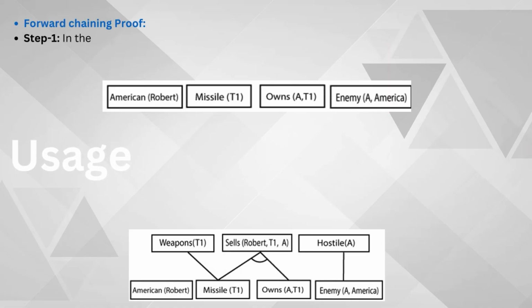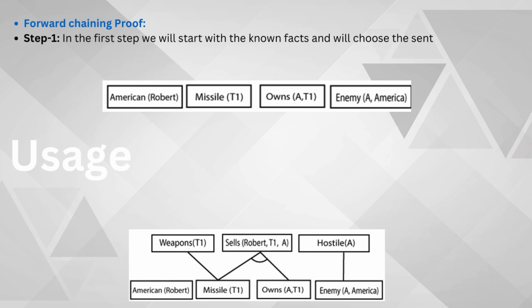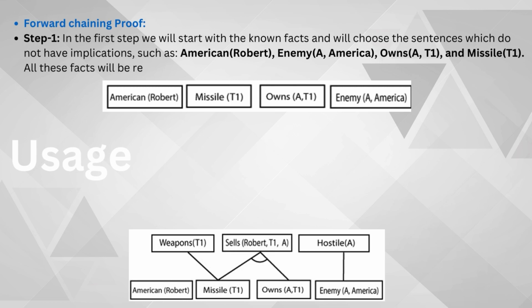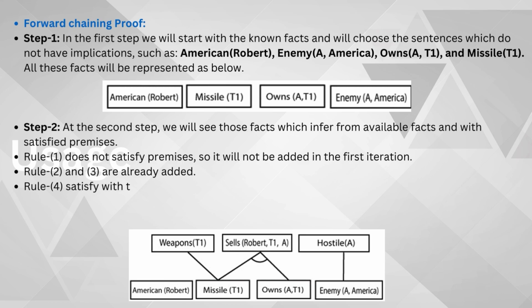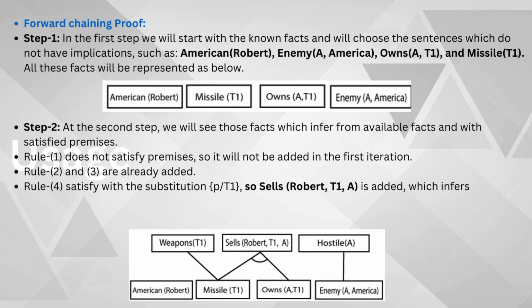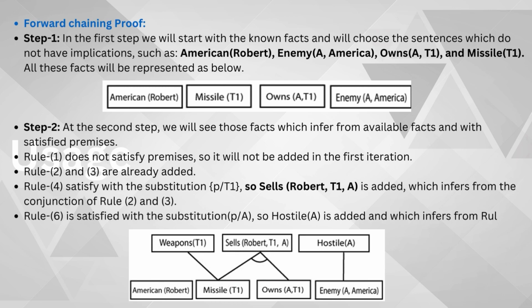Step number 1 is the fact selection. In this step, we start with the facts that are given to us. These are the pieces of information that we really have and do not need further reasoning or rules to understand. From the provided information, we identify the following facts: Robert is an American, A is an enemy of America, A owns T1, and T1 is a missile. These are the basic building blocks of our reasoning process. We will use these facts as a starting point to draw further conclusions using the rules.